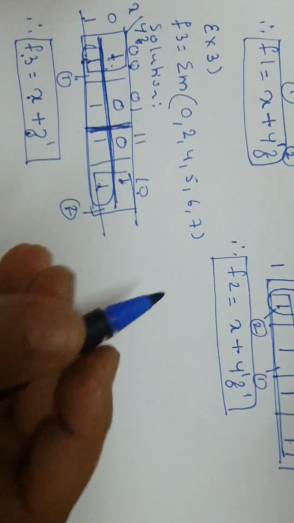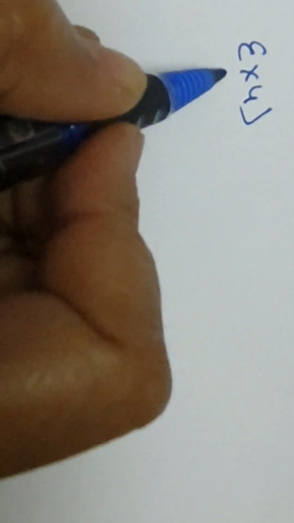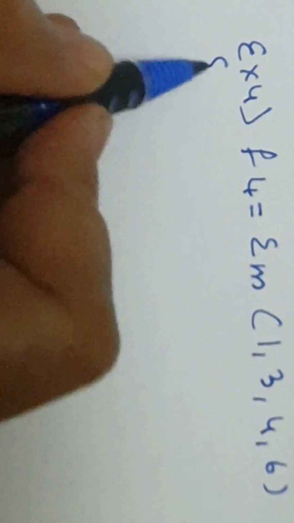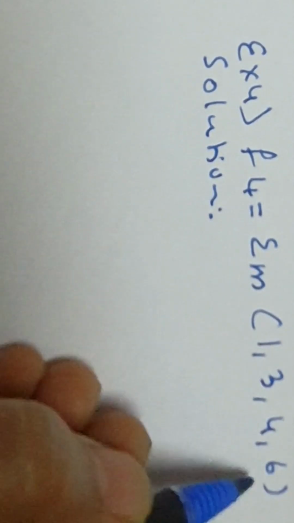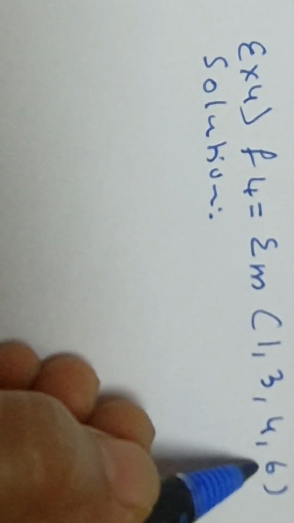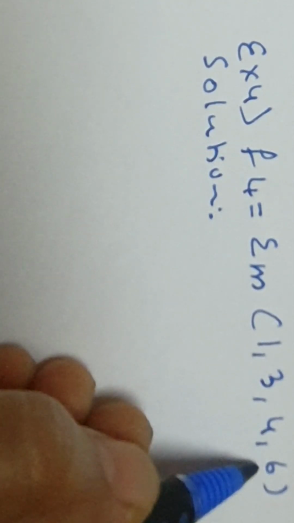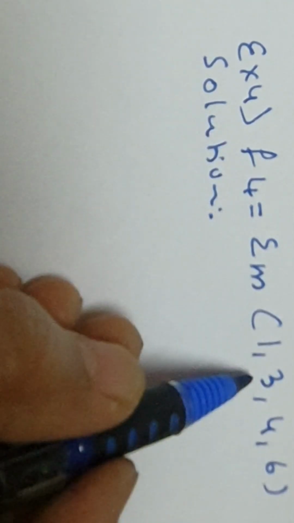Okay. Next we shall consider example 4. Simplify f4 is equal to sigma m of 1, 3, 4, 6. Right. The solution here, it is of 3 variables because the biggest minterm is 6. To express this 6, minimum 3 bits are required. Hence it is a Boolean function of 3 variables.